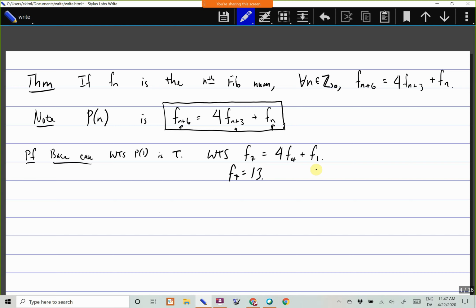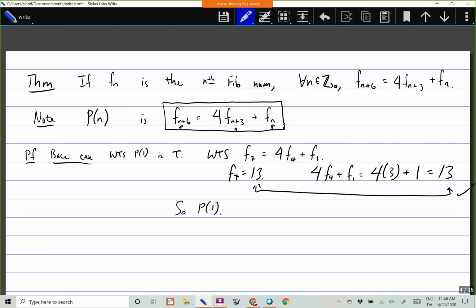And then what about 4 times f sub 4 plus f sub 1? Well, 4 times the fourth Fibonacci number, which happens to be 3, plus a 1, ends up equaling 13 as well. Cool, so these match. Okay, again, base case, so P of 1. The base case usually doesn't have variables, which is fortunate. The more difficult part is the inductive step.